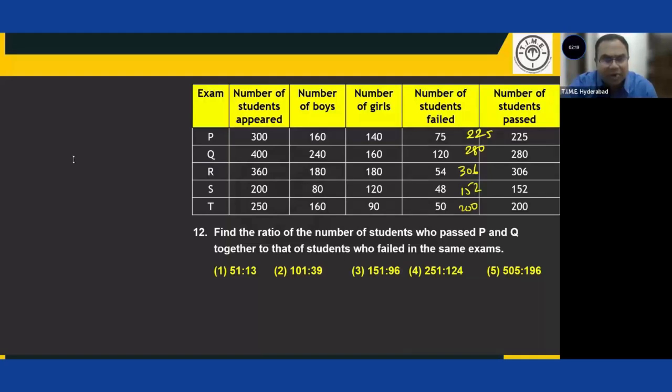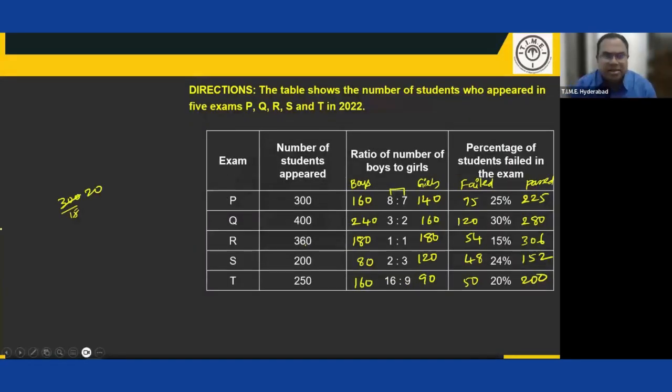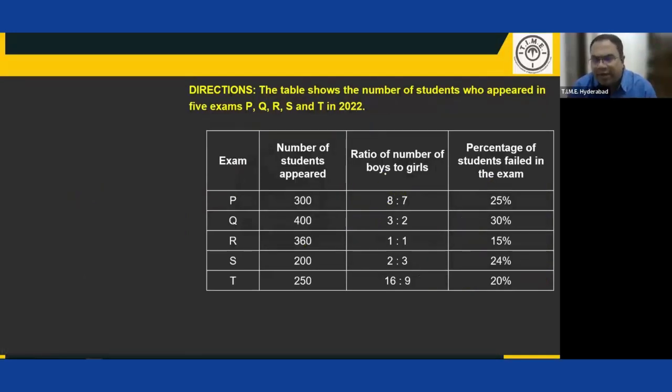Molly Priya, what's the doubt? She wants me to explain the table once again. I'll go back here. What I'm trying to tell you is, first of all, whenever you have this ratio, you try and find out the number of boys, number of girls, and percentage of students failed in the exam. 225, how did you get it? You want me to explain that part?